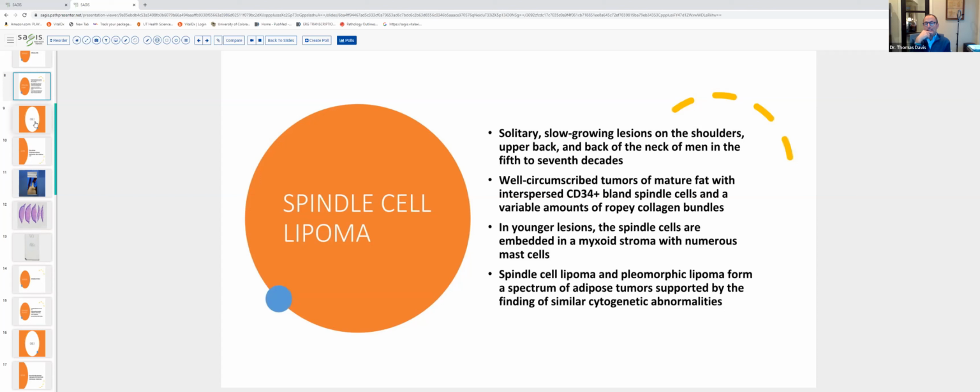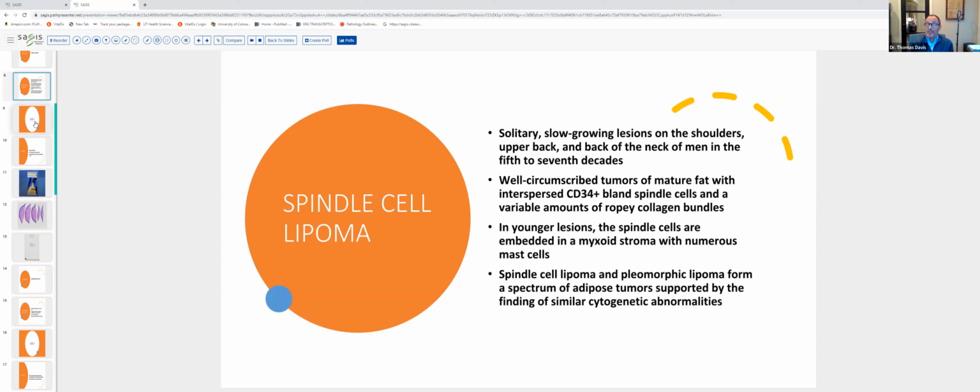Now, in younger lesions, the spindle cells tend to be embedded in a more myxomatous stroma with numerous mast cells, and with time, usually one sees more deposition of the ropey collagen bundles. Clinically, spindle cell lipomas and pleomorphic lipomas, and histologically really, form a spectrum of adipose tissue tumors. This is supported, among other things, by the finding of similar cytogenetic abnormalities, but the clinical presentation is almost identical. Both pleomorphic lipomas and spindle cell lipomas tend to present on the shoulders, upper back, or back of the neck of men in the 5th to 7th decades.